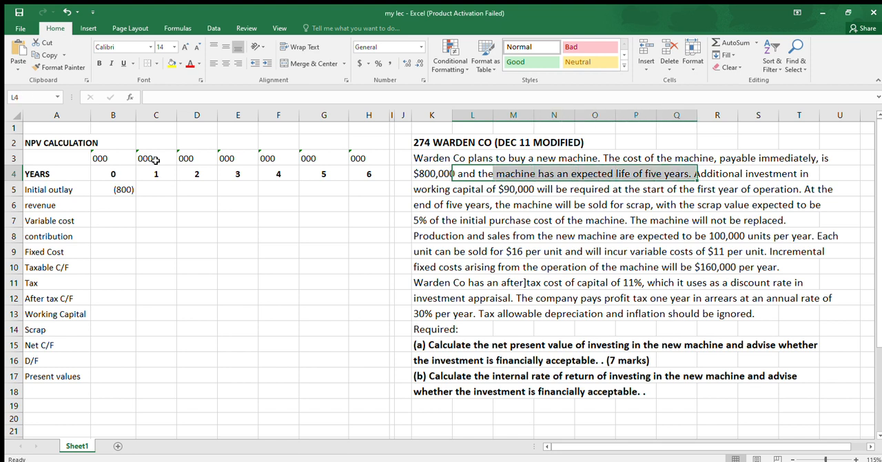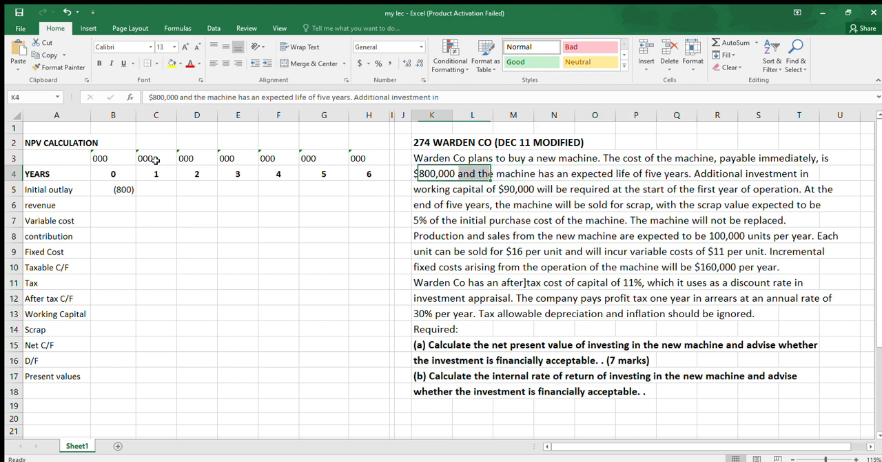The machine has an expected life of 5 years. That is why our years will start from year zero and end at year six, because we don't know all the information in the question. Some information may require us to insert figures in year six, which is a year after the end of the machine's life. So you have to always add an additional year to your years. So 5 years, with an additional year, becomes 6 years.